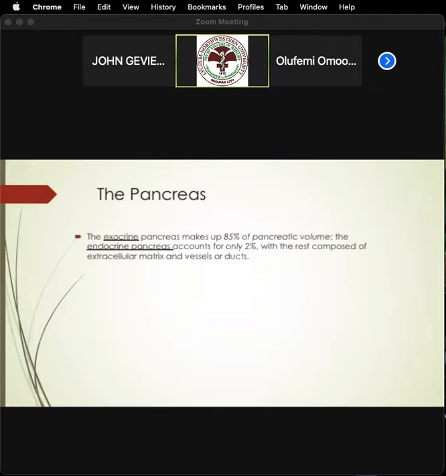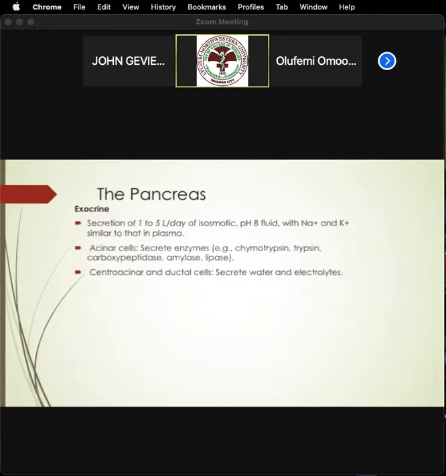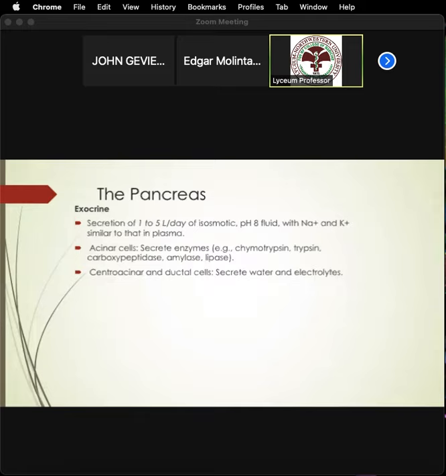The pancreas is composed of the exocrine and endocrine portions. Mainly the exocrine, which is 85% of the pancreatic volume, while the endocrine pancreas accounts for only 2%. The rest are matrix and vessels or ducts. Let's go first with the exocrine. It secretes 1 to 5 liters per day of isosmotic fluid with sodium and potassium similar to that of plasma. There are the acinar cells which secrete the enzymes, then the centroacinar and ductal cells which secrete water and electrolytes.